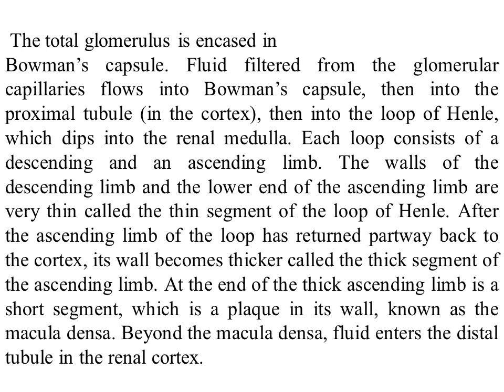Each loop consists of descending and ascending limb. The wall of the descending limb and lower end of the ascending limb are very thin, called thin segment of loop of Henle. After that, the ascending limb of the loop returns part way back to the cortex. Its wall will become thicker, called thick segment of the ascending limb. At the end of the thick ascending limb is a short segment which is a block شوية أثخن on the wall called macula densa. خلف الماكيولا densa or beyond the macula densa, the fluid will enter the distal tubule in the renal cortex.